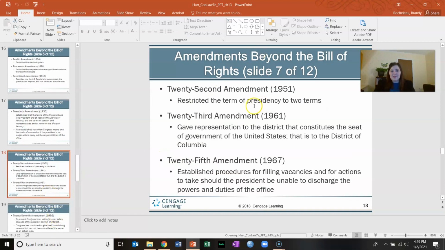The 22nd Amendment restricts the term of presidency to 2 terms. The 23rd Amendment gives representation to Washington, D.C. The 25th Amendment establishes the procedures for filling vacancies and actions that, if the president were incapacitated, how authority could be vested in the vice president or the next ranking official to ensure a smooth transition of power and effective government.